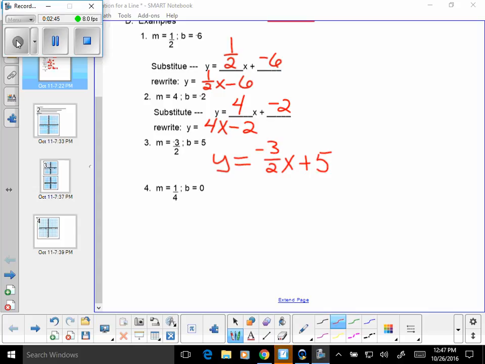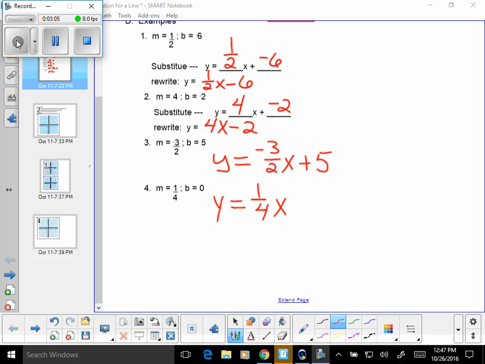In number 4, y equals 1/4. m is 1/4. So we put it right in front of the x. Now this time b is 0. Well, we don't write plus 0. We just leave it as 1/4 x.